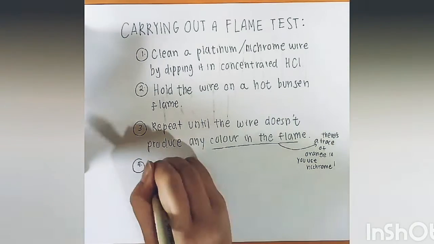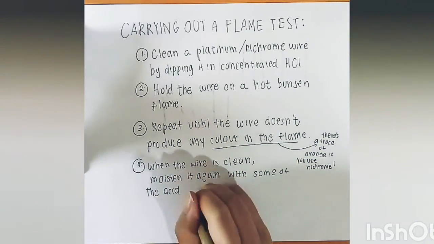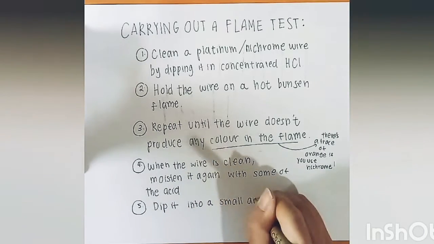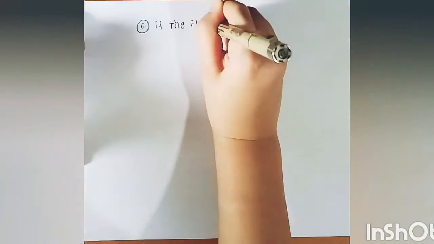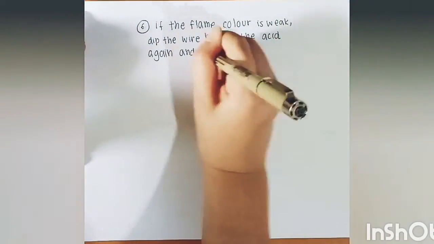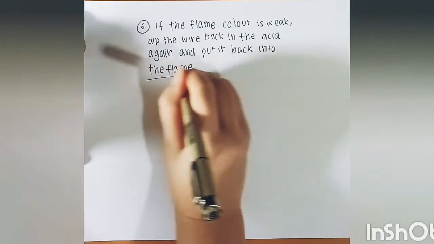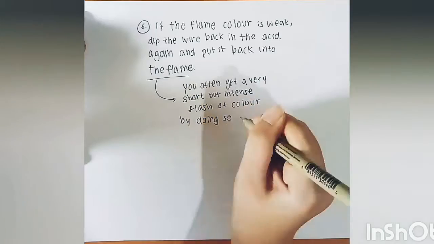When the wire is clean, dip it again into hydrochloric acid and then into a small amount of the salt that you are testing. Unlike before, the purpose of the hydrochloric acid here is to allow the solid to stick onto the wire. Place the wire back into the flame again and observe. If the flame color is weak, dip the wire back in the acid again and put it back into the flame as if you were cleaning it. This often produces a very short but intense flash of color.